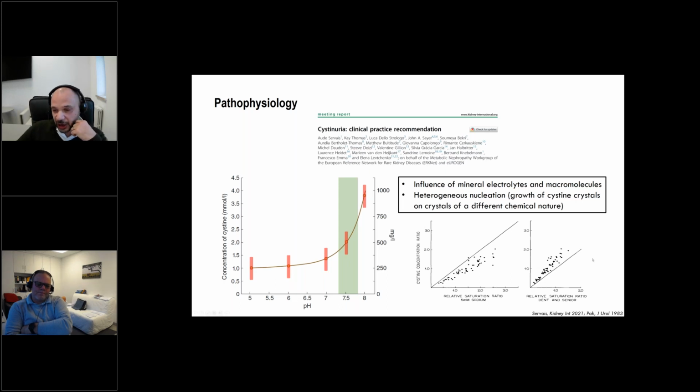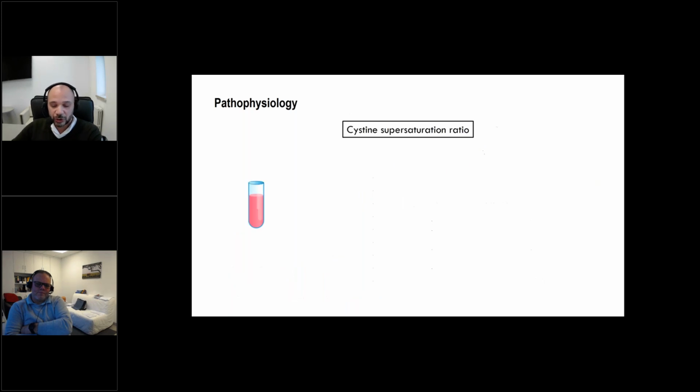And it has been shown by Charles Pak in 1983 that there is no strict one-to-one identity between the theoretical supersaturation for cysteine and the actual measured saturation for cysteine in individual patients. Which means that if we really wanted to be sure about the chemical drive of patients with cystinuria, we could directly measure the cysteine supersaturation ratio. So starting from a sample of the patient's urine, which should be yellow, however, not pink, we can include a solid phase, a definite amount of cysteine, in this urine.